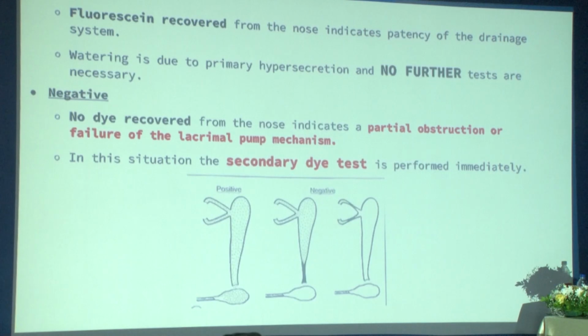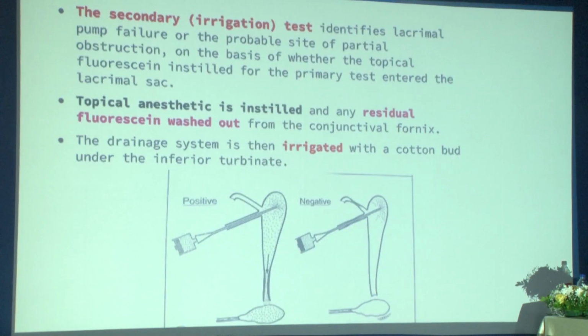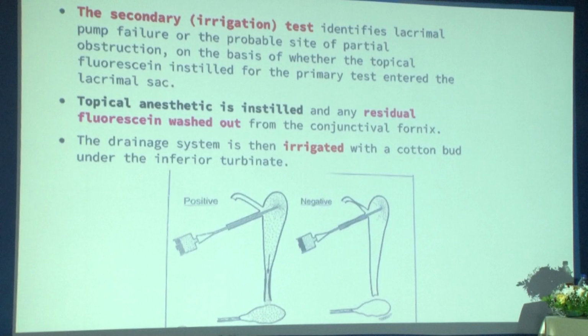But if Jones dye test is negative, then what do we do? No dye was recovered from the nose. So this will indicate either a partial obstruction or lacrimal pump failure. In this situation, the secondary dye test is performed immediately. What is this secondary irrigation test? Topical anesthetic is instilled and any residual fluorescein washed out from the conjunctival fornix. Now the drainage system is irrigated with a cotton bud under the inferior turbinate.